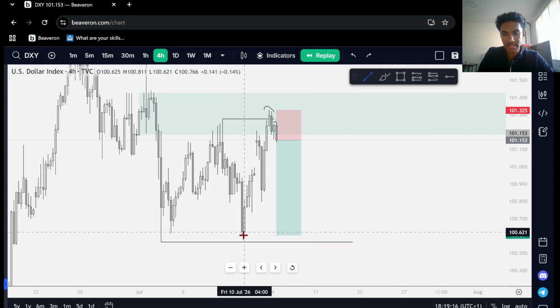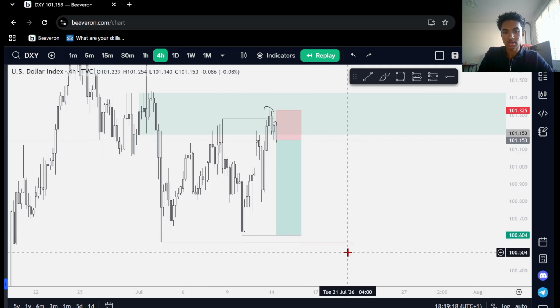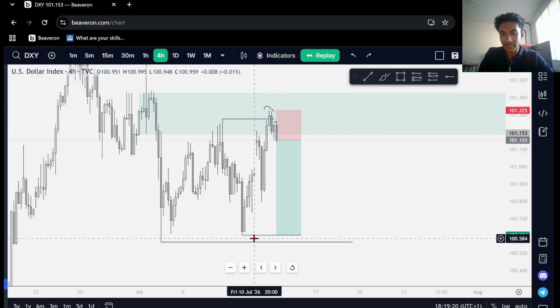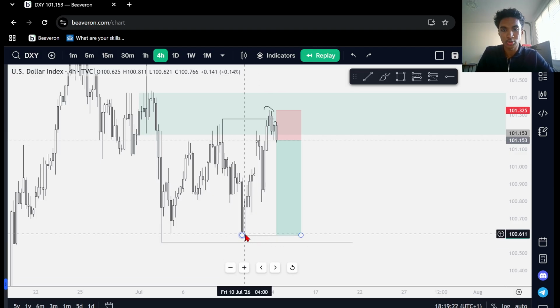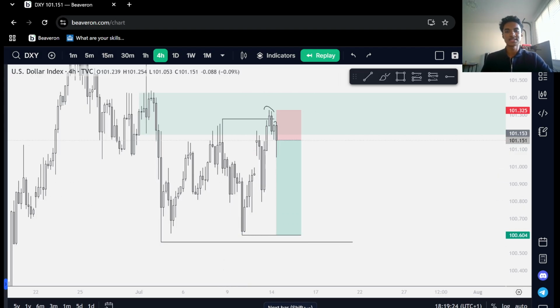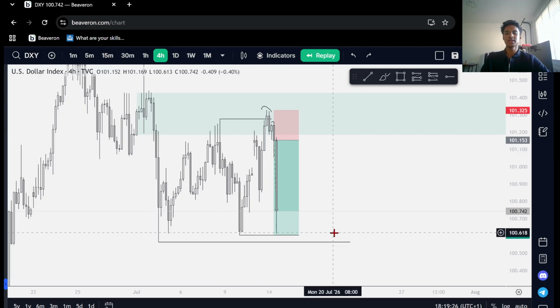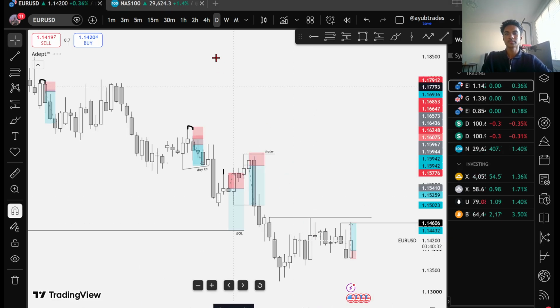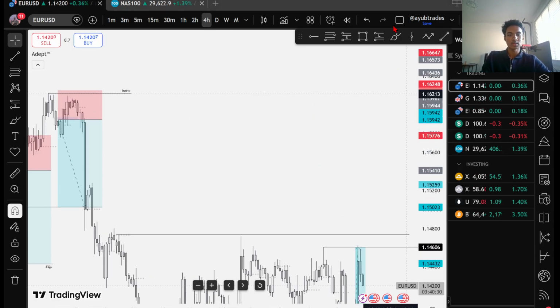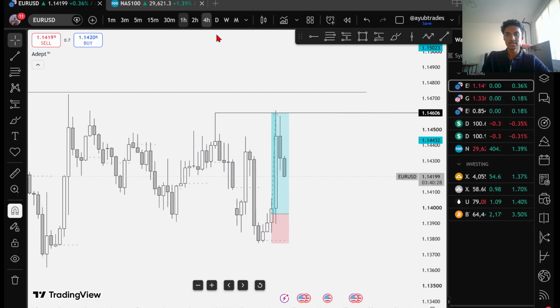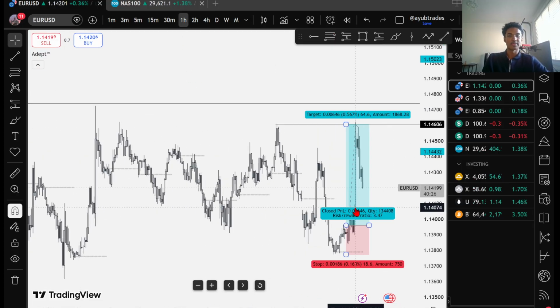I don't want to aim for the moon and the stars. I don't want to target down here. I want to target whatever I get, which is over here. Closest point of liquidity. And as you can see, TP bang in one trade, CPI, okay? Let me show you the trade on EU. Boom, super simple, super easy, repeatable, and that's it.